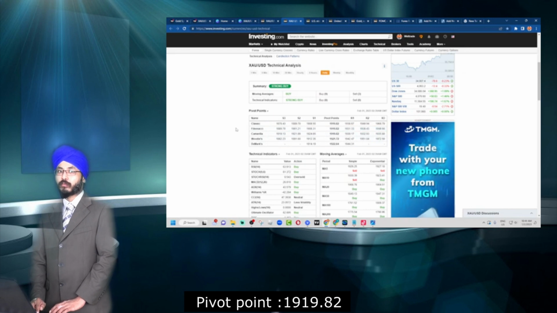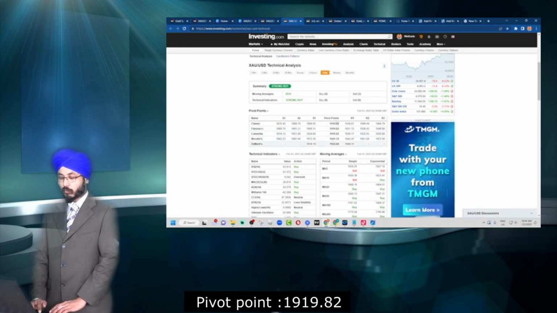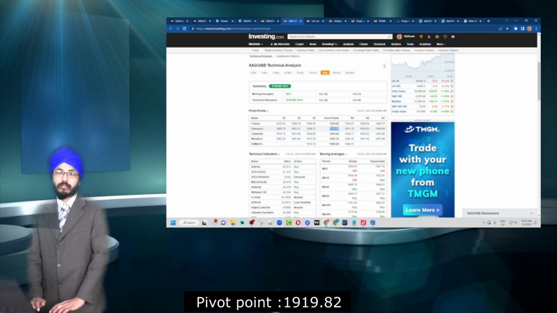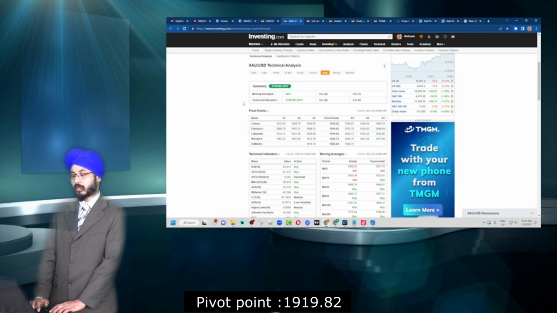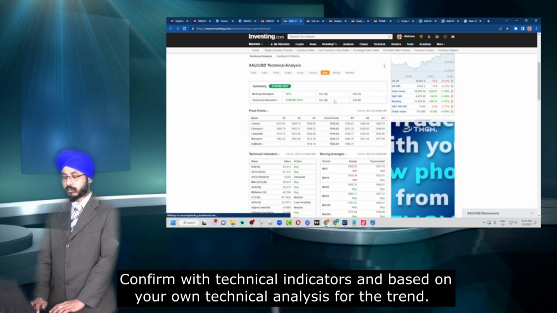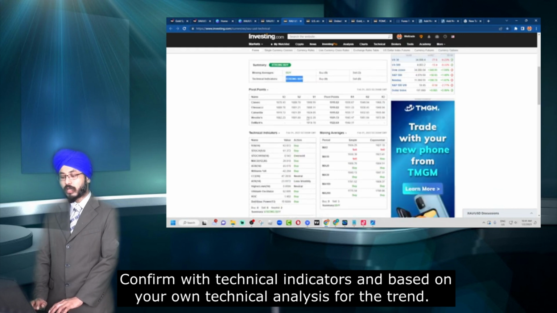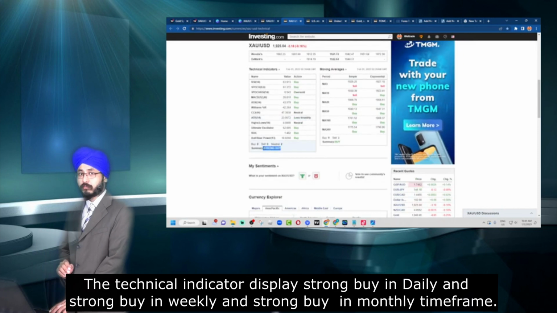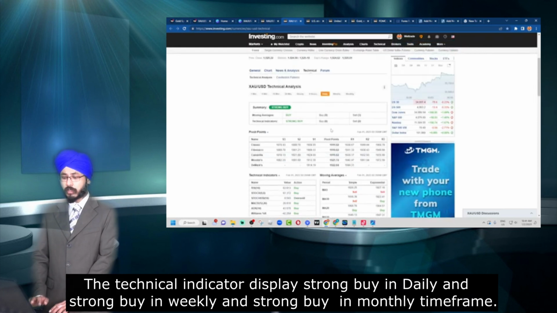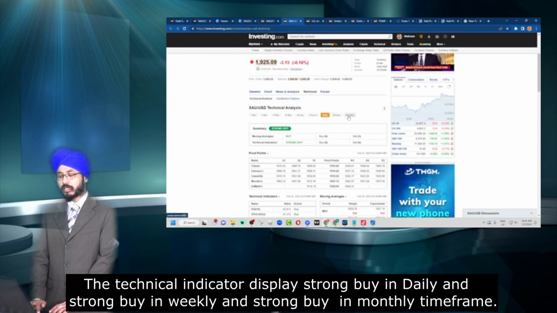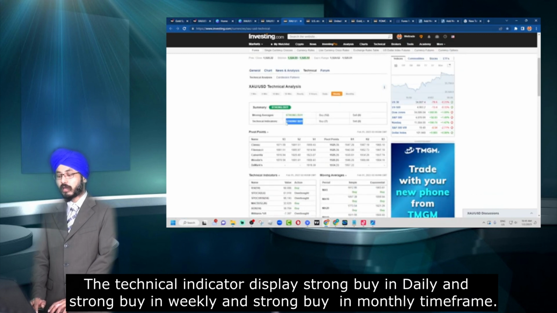And moving forward with our pivot point, we have about 1919.82. The first step in this method is to look at our technical indicators. As we can see, they are indicating a strong buy. We will have to check the 2 higher time frames, which are the weekly and monthly as well. For the weekly, our technical indicators also show a strong buy. And if we go forward with our monthly, we also have a strong buy.